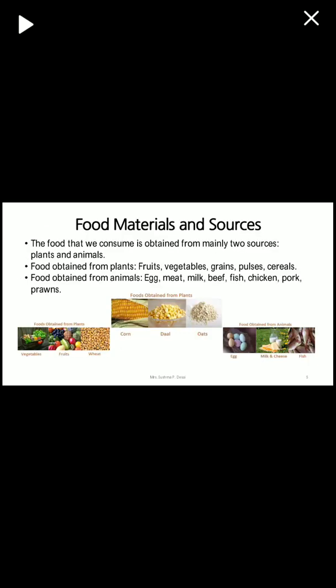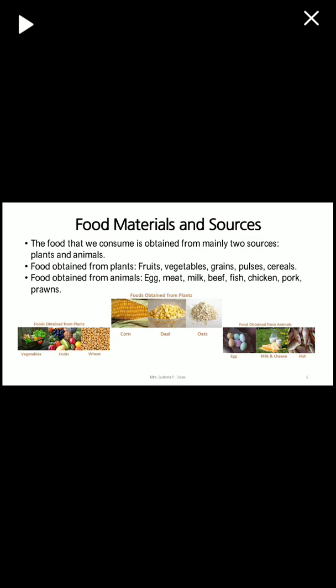So how do you get these? What are these food materials and from where do you get this? The food that we consume, means eat, is obtained from two sources, that is plants and animals. What do you get from plants? Those are fruits, vegetables, grains, pulses, cereals. Yes, all these you get from plants.